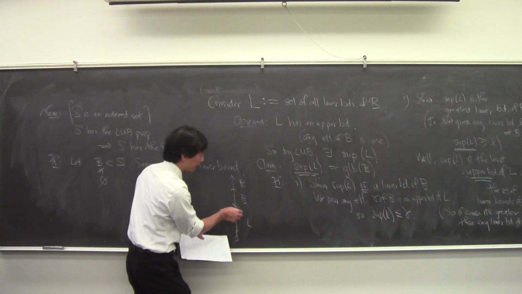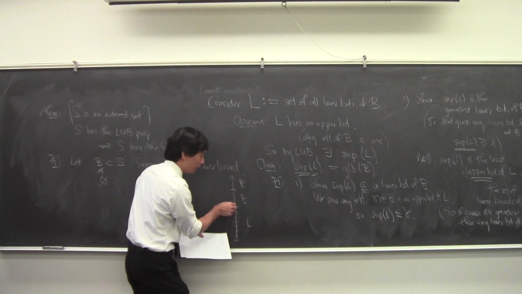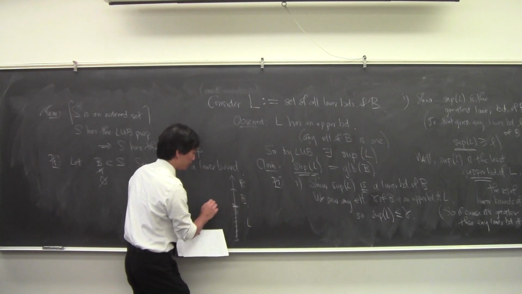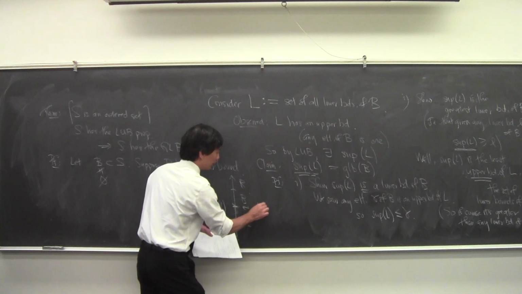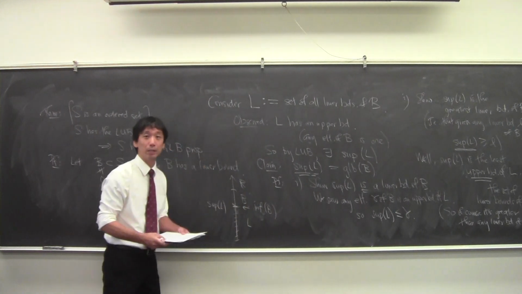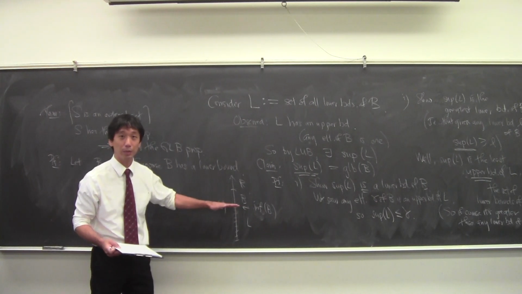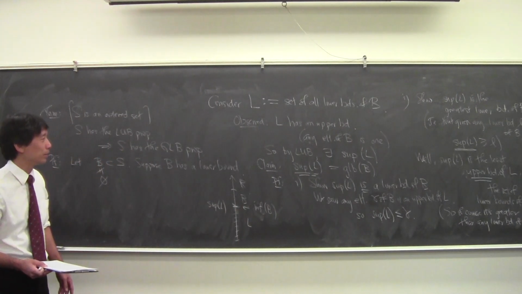Our claim is that if you look at that set and you take the supremum, the least upper bound of L, then that least upper bound of L will actually be the greatest lower bound of B. So that's the picture you want to keep in your head. I don't know if that helps.